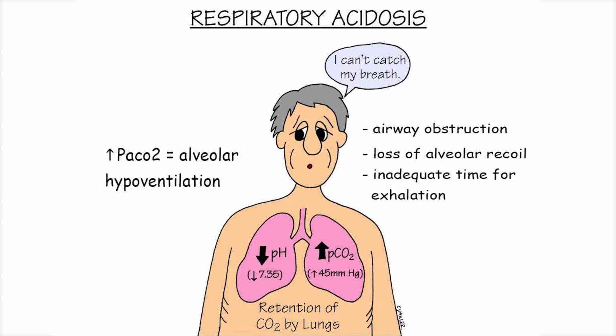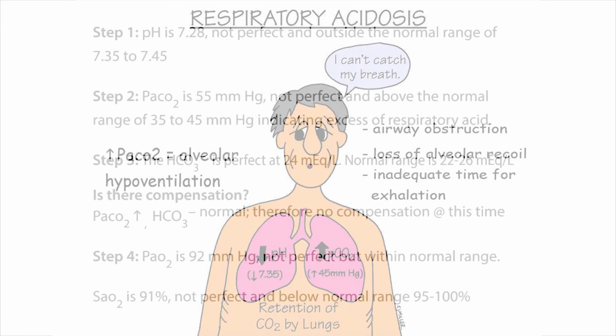Elevated PaCO2 or hypercapnia signals alveolar hypoventilation. It's always related to a ventilation problem caused by inadequate therapeutic interventions or lung pathophysiology resulting in retention of PaCO2. So the problem is respiratory acidosis. It can occur when there is airway obstruction, loss of alveolar recoil, or inadequate time for exhalation, affecting the ability to expel carbon dioxide into the environment.